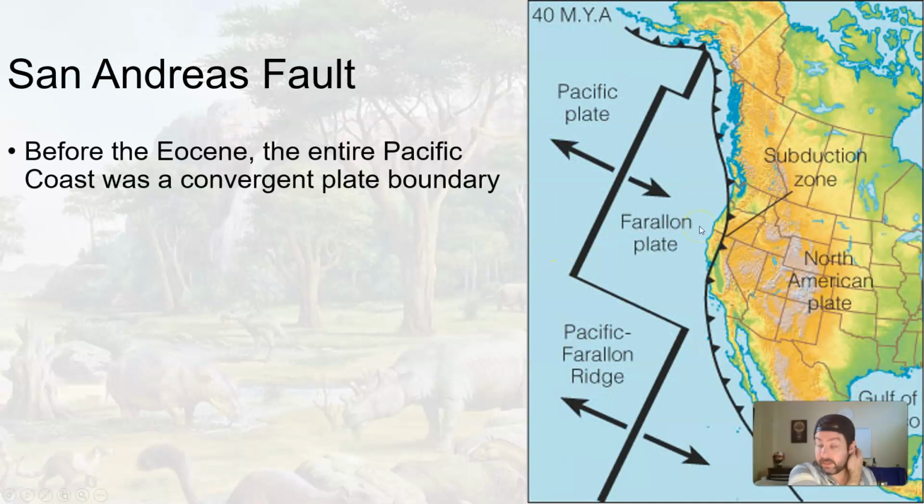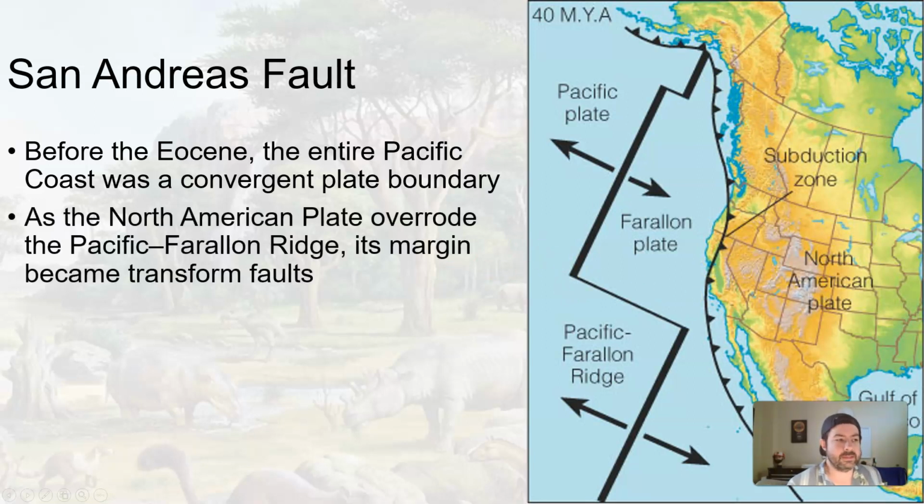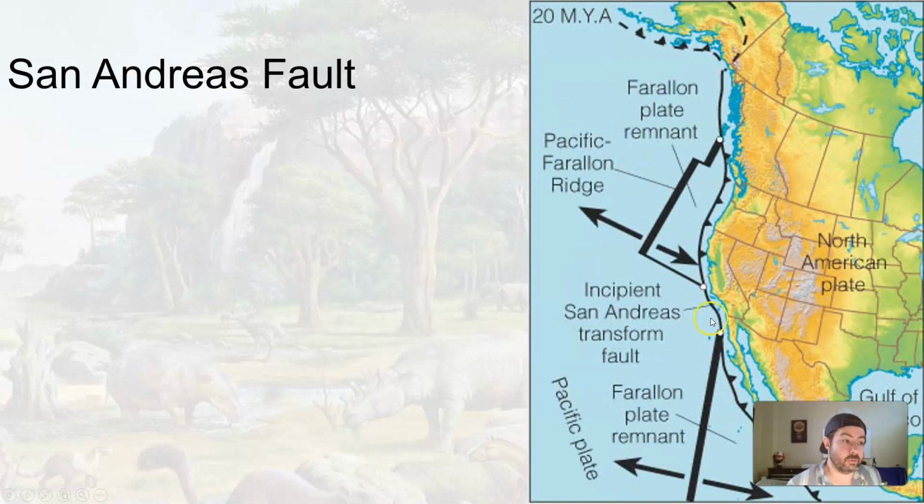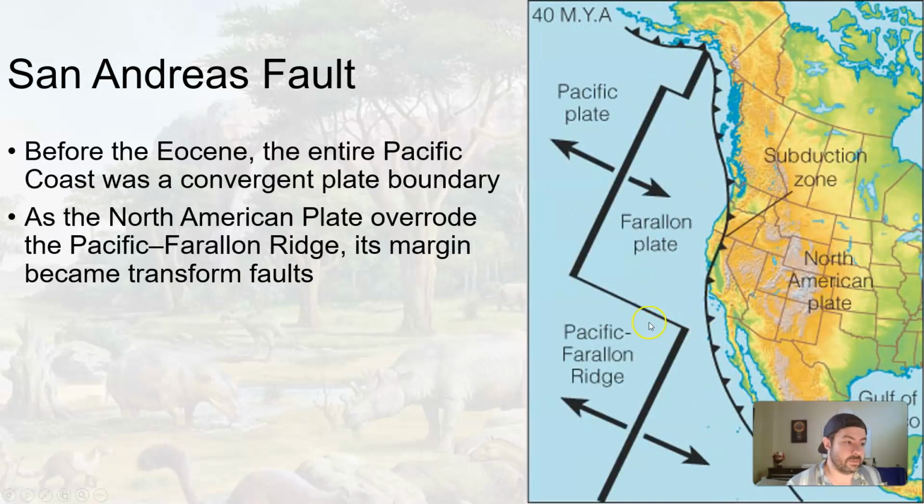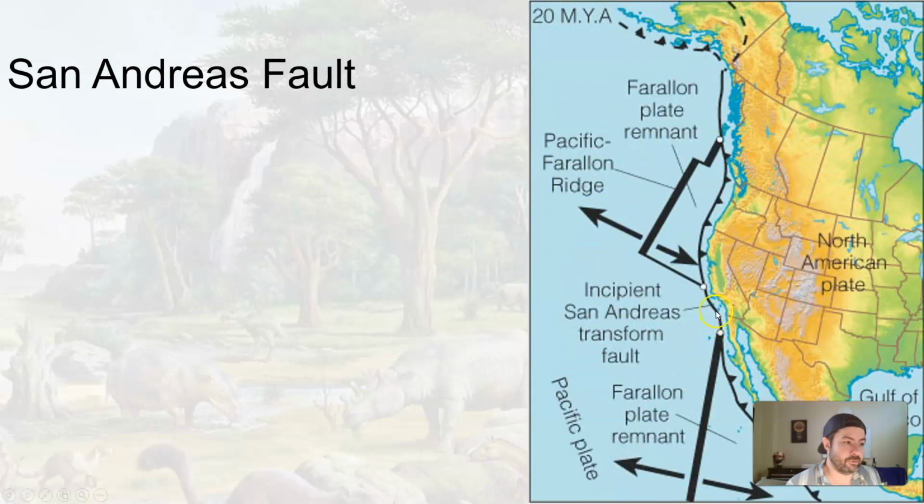Before the Eocene, the entire Pacific coast was a convergent boundary. Right? So the whole thing was a convergent boundary. As the North American Plate overrode the Pacific-Farallon Ridge, the divergent boundary, its margin changed from a convergent boundary to a transform boundary. So as soon as North America overrode this part here, it switched from a convergent boundary to a transform boundary.